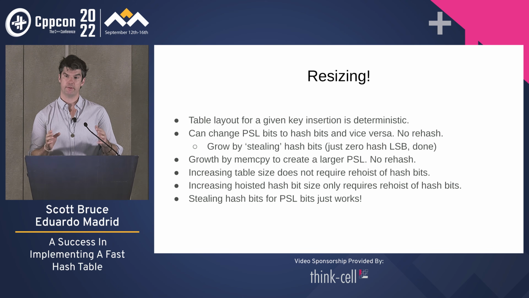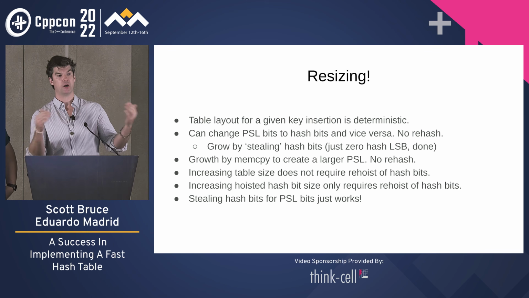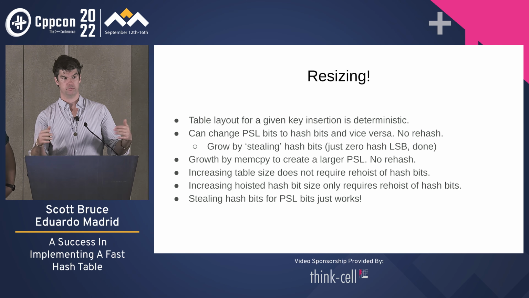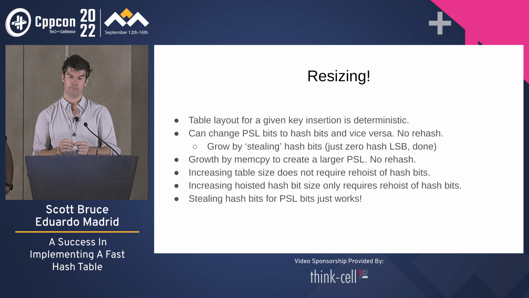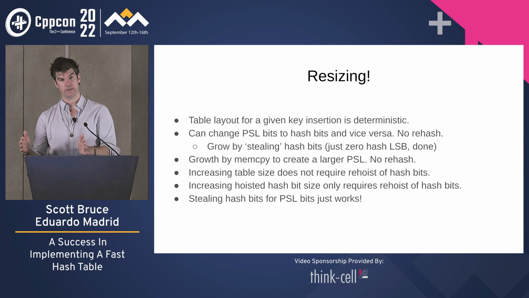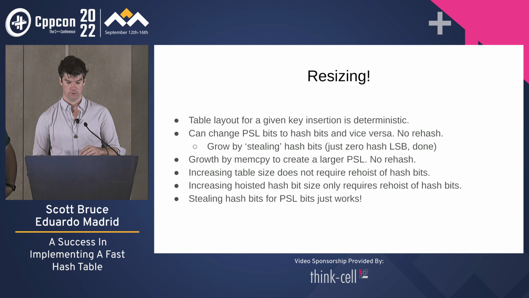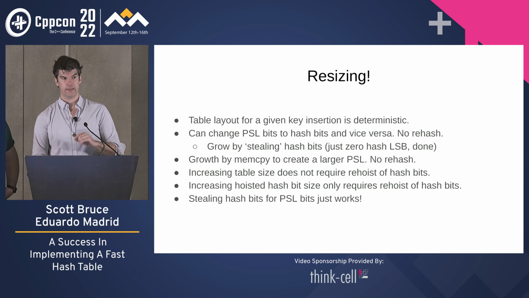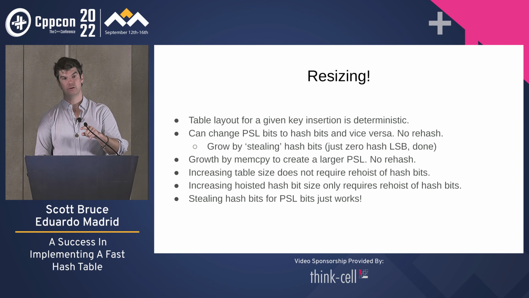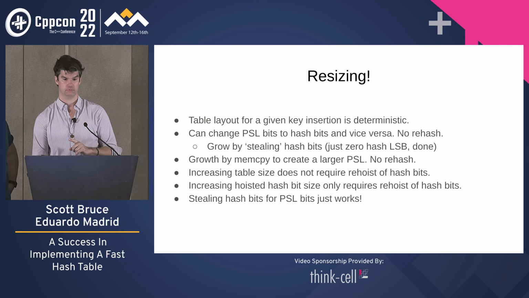You can also grow the table by memcpy. If you just add 2 more bits to the probe sequence length and memcpy to a wider table, then you don't have to rehash anything. If you add bits to the hash code, the hoisted hash, and then memcpy the table, you'll have to rehoist the bits, but you won't have to find the home index of anything again because all the home indexes will be the same. It's a very interesting thing that you can effectively grow the table, grow its capacity in several different dimensions, and some of those involve effectively no extra work.